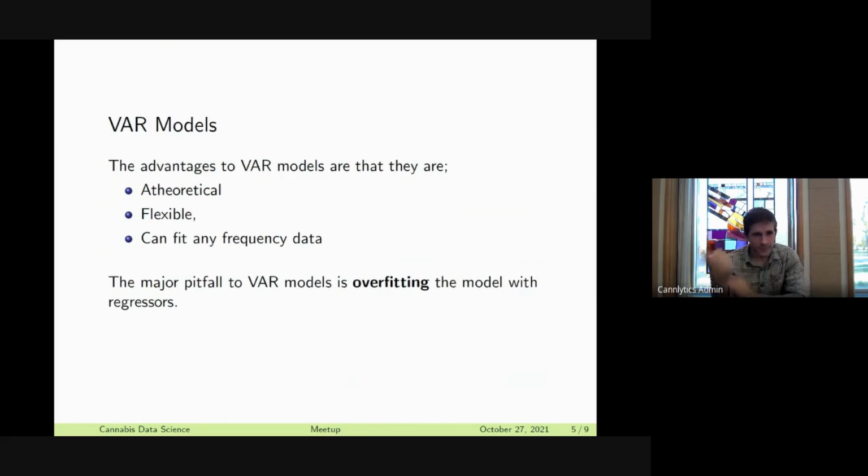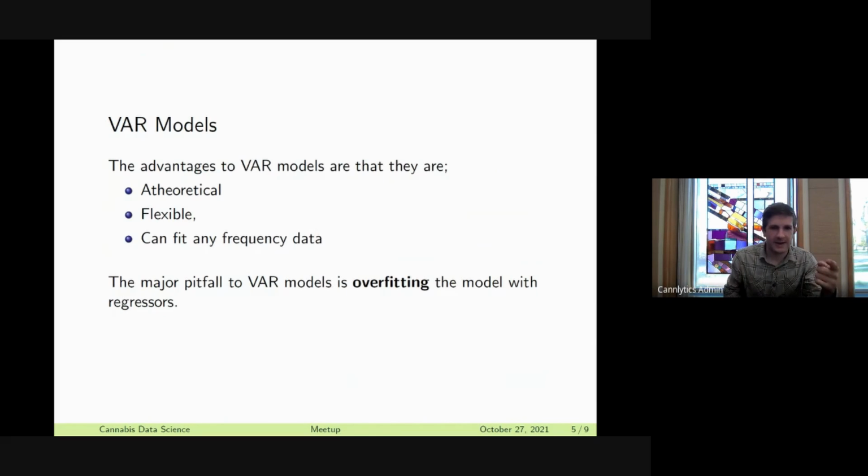So what's cool about the VARs is they're flexible. They can really fit many different data points, as I'll show you here in a bit. They can fit any frequency. So we were seeing that, we may have daily, we may have weekly, we may have monthly, we may even have quarterly data. So the frequency of the data matters.